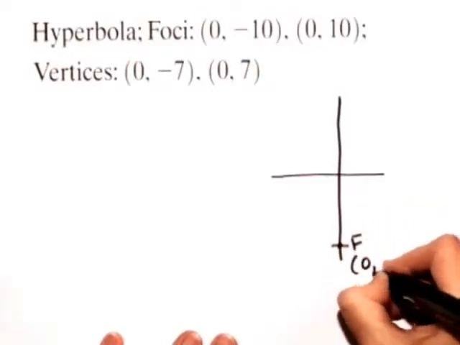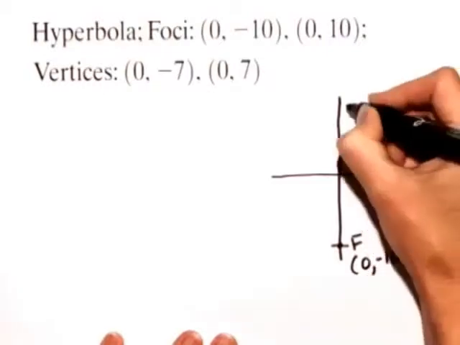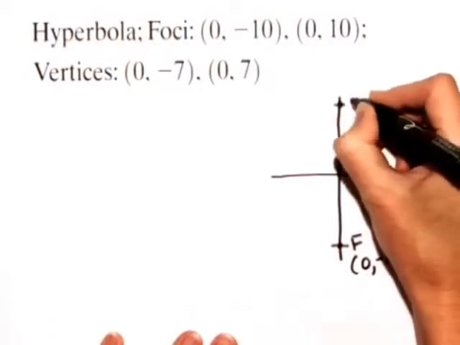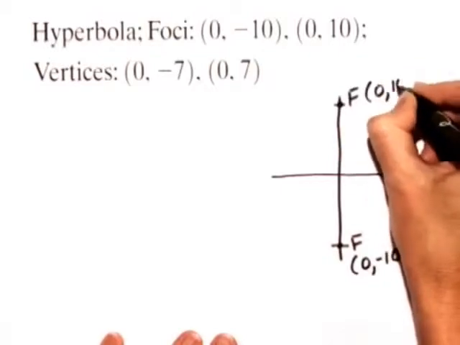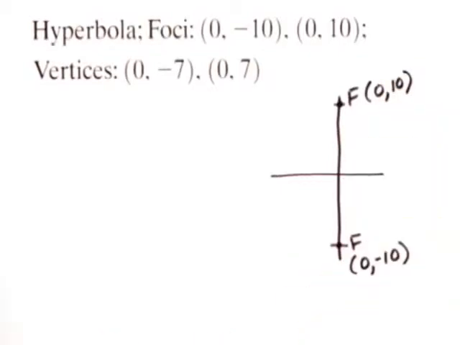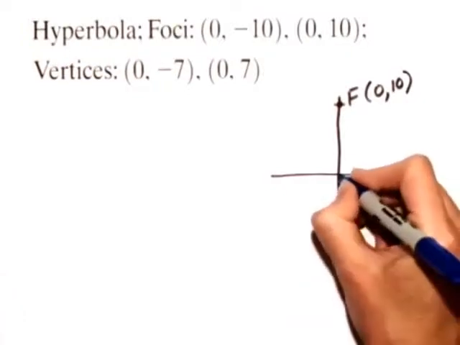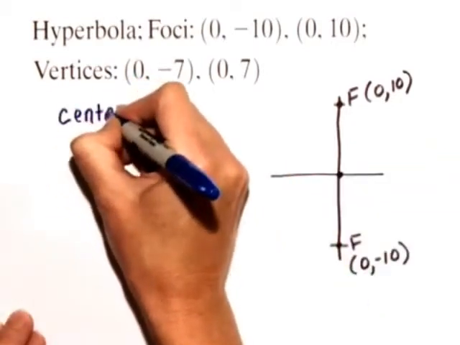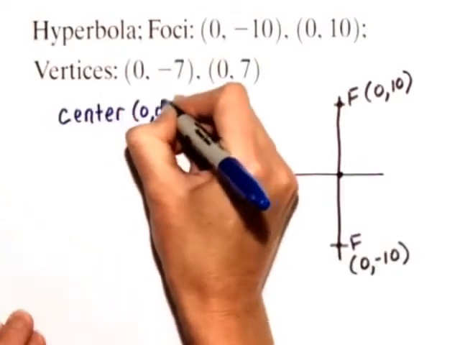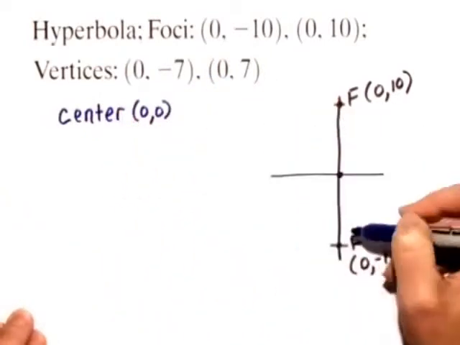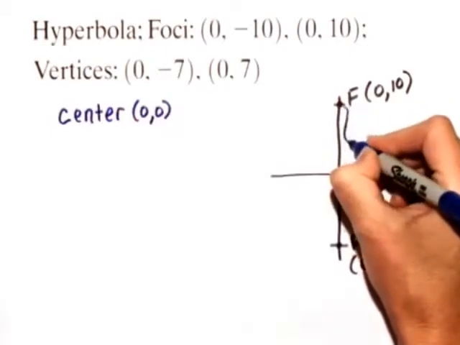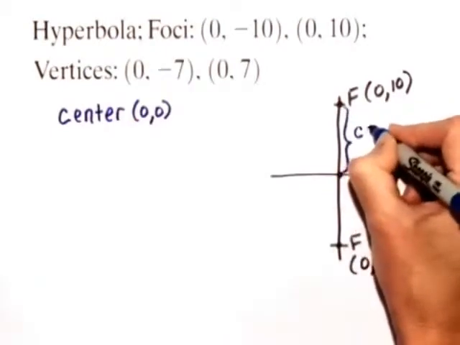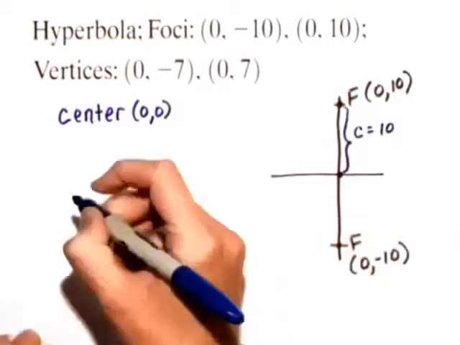0, -10, and we have another one located up on the y-axis at 0, +10. It's important to remember that the focus is always c units from the center of a hyperbola. So therefore our center has to be located at 0, 0, since it's halfway in between each focus, and we can see that c is equal to 10.